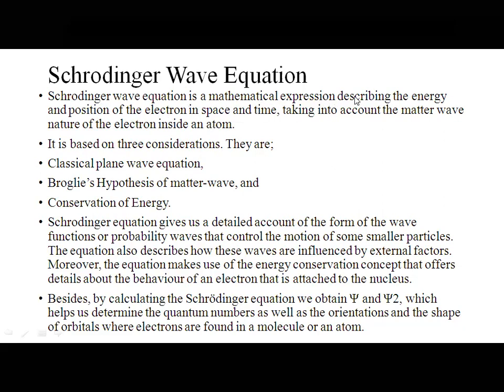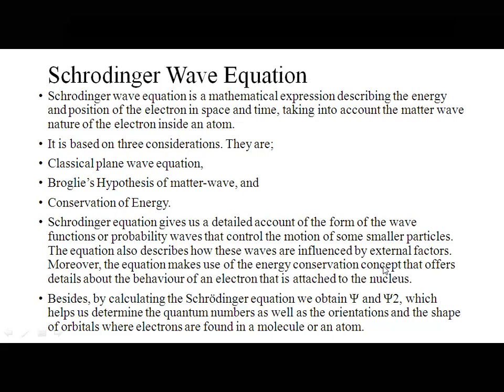It is a mathematical expression describing energy and position of the electron in space and time, taking into account the matter wave nature of the electron inside an atom. It is based on three considerations: classical plane wave equation, de Broglie's hypothesis of matter and wave, and conservation of energy. What did Schrodinger do? The Schrodinger equation gives us a detailed account of the form of wave functions and probability waves that control the motion of smaller particles. The equation also describes how these waves are influenced by external factors.